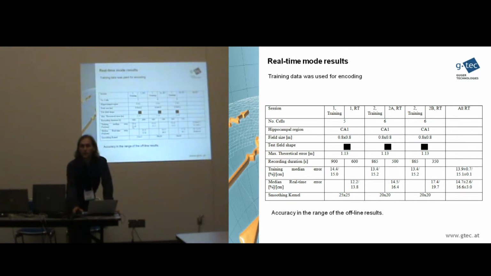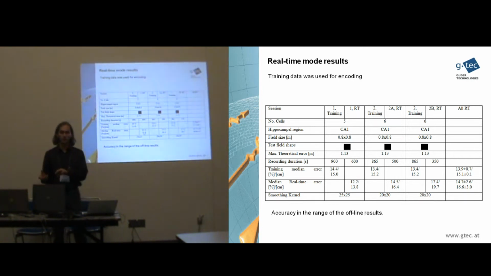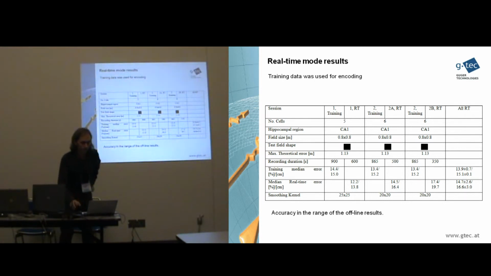Now here are the results for the real-time tests that we did. So we had one training recording, 900 seconds long, where we did the spike sorting, we generated the templates, trained the Bayesian algorithm, and got an error rate of 14%. 1 hour later, we performed the first real-time experiment with data never seen before, and we achieved an error rate of 12%, which was even a little bit better than for the training before.